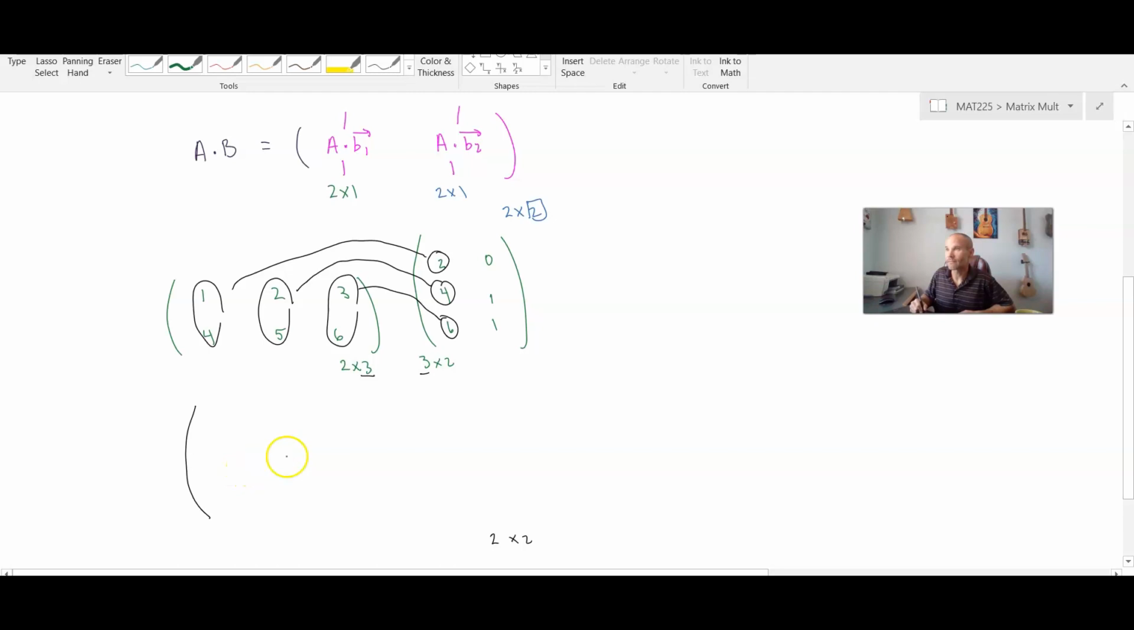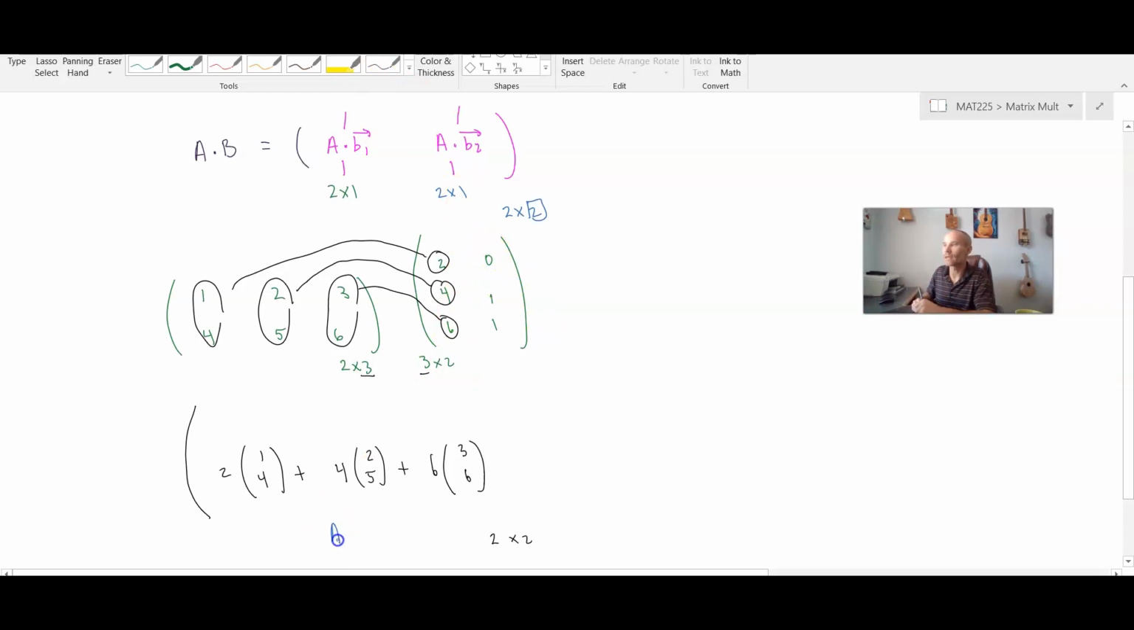So that's going to give me 2 times the 1, 4 vector plus 4 times the 2, 5 vector plus 6 times the 3, 6 vector. And that's just going to be the first column. Now I'm going to have to do the same thing and form a brand new column in my matrix.